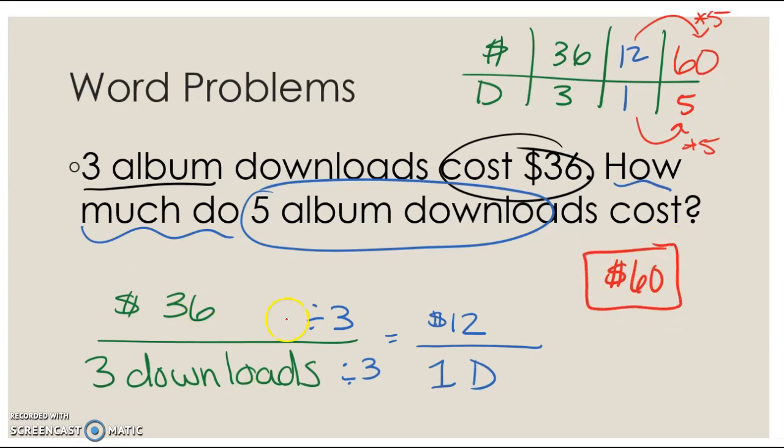So we took our basic rate that we were given, we found the unit rate, which is $12 per 1 download, and used that unit rate to find another amount of downloads. So for 5 album downloads, we took 5 separate 1 downloads, multiplied 12 by 5, and got $60.